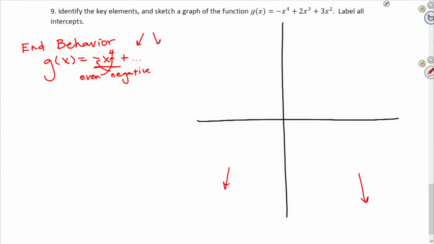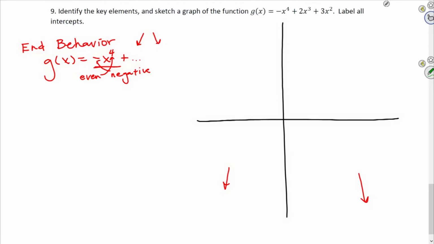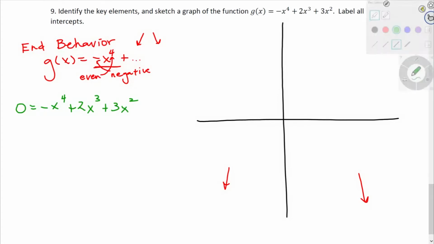The next thing we typically look for are the x-intercepts. The x-intercepts happen when the function equals 0. So I'm solving the equation 0 is equal to negative x to the fourth plus 2x cubed plus 3x squared. Now, this is a fourth degree, and the first thing I do with factoring is I look for a GCF. You always, always, always start with a GCF. There is luckily a GCF in this problem, and that is x squared.